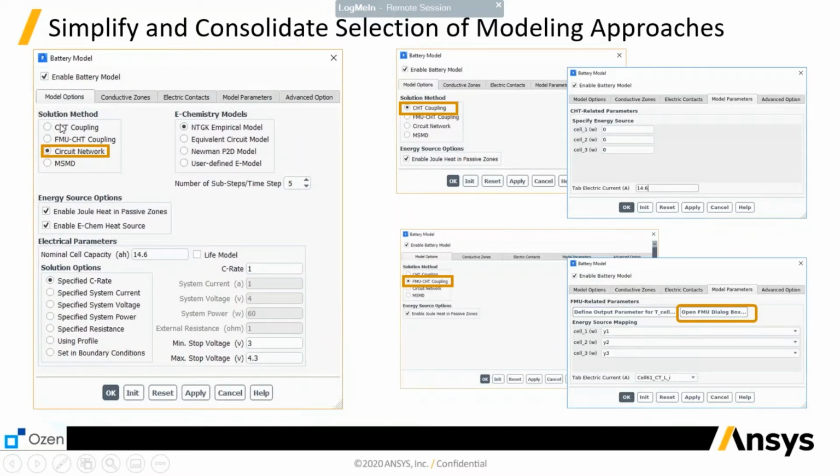As you see, if you open the battery model in FLUENT, you have all these options. You can see CHT, you can see FMU CHT, you can do circuit network, and then MSMD. And all these have different options also, where you can put in the coefficients for them to take care of the behavior of the battery.